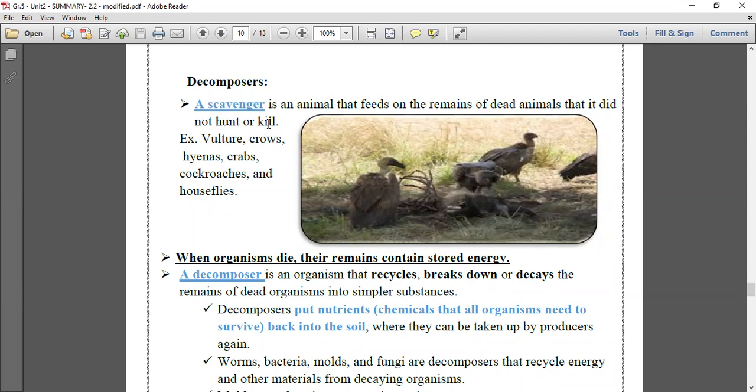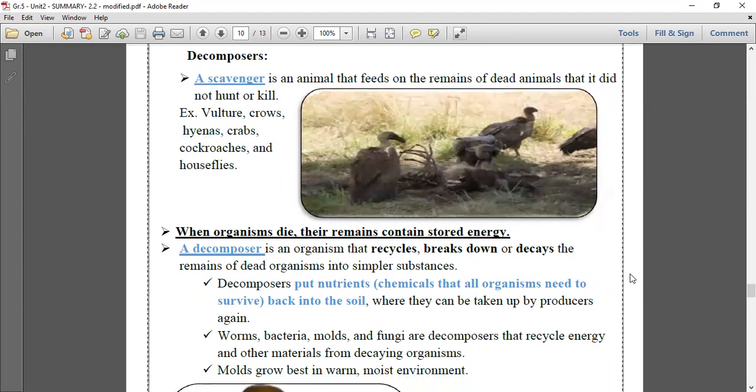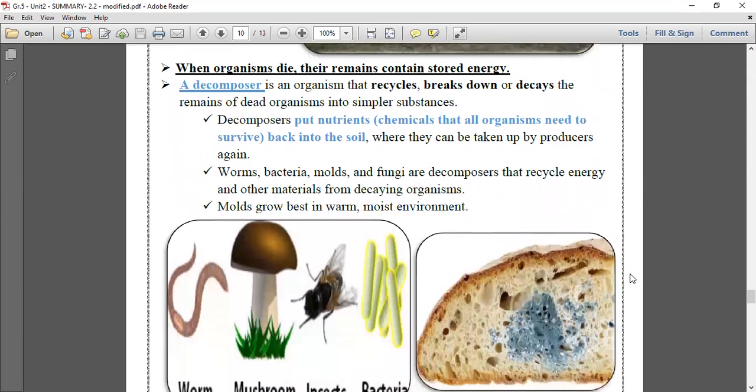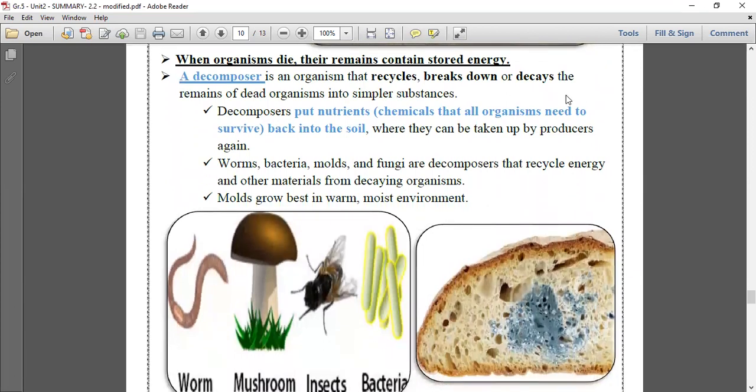So a scavenger is an animal that feeds on the remains of dead animals that it didn't hunt or kill, like vultures, crows, hyenas, crabs, cockroaches, and the house flies. These are the scavengers. Then what happens when an organism dies? When organisms die, their remains contain stored energy. So what will happen to this energy?